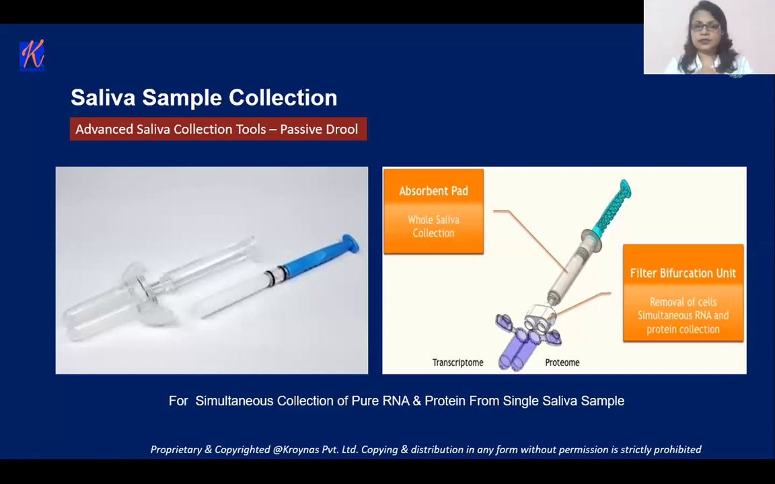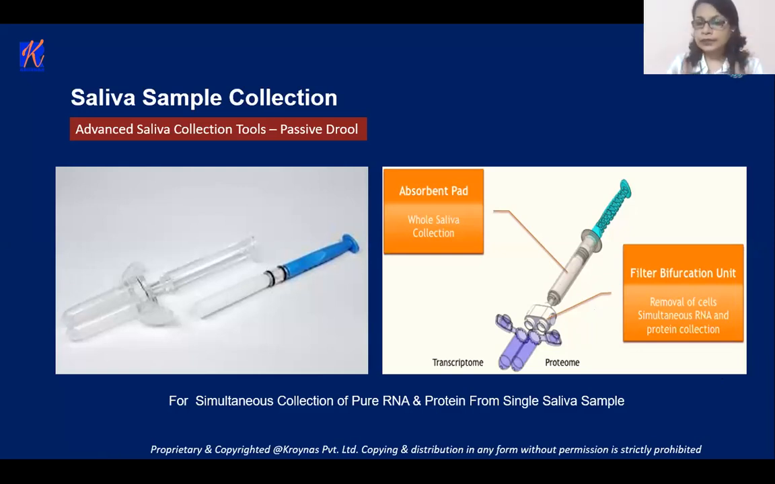And another fascinating thing I'll tell you, because sometimes you might want to not waste your sample at all, because sometimes the type of work you do, or the type of sample, the people or the subjects you select, from which even getting them again and again for sample collection might be difficult. So your intention might be that from one single sample, you want to collect both proteins and RNA components. So there is a very interesting device here, which these are all saliva collection tools.